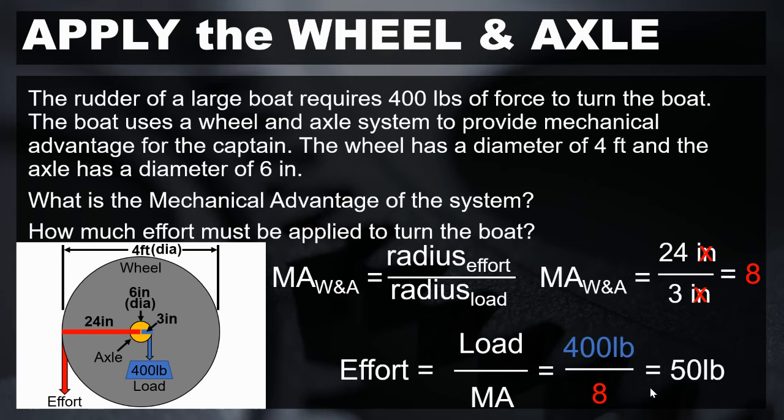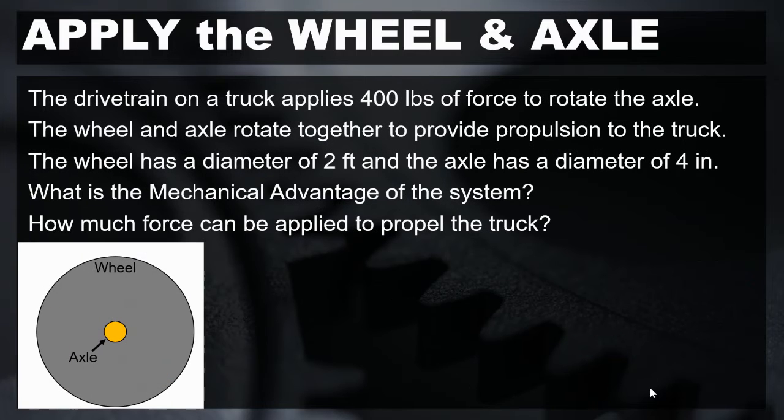We're going to apply this equation differently to solve a different problem. In this case, the drivetrain on a truck applies 400 pounds of force to rotate the axle. The wheel and axle rotate together to provide propulsion for the truck. The wheel has a diameter of 2 feet and the axle has a diameter of 4 inches. What is the mechanical advantage of the system, and how much force can be applied to propel the truck?